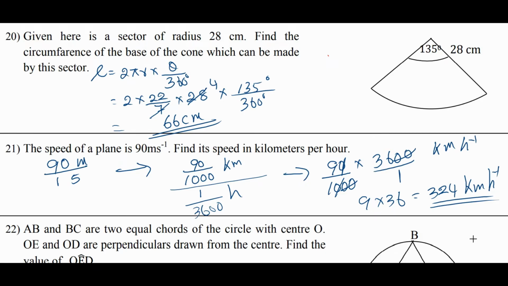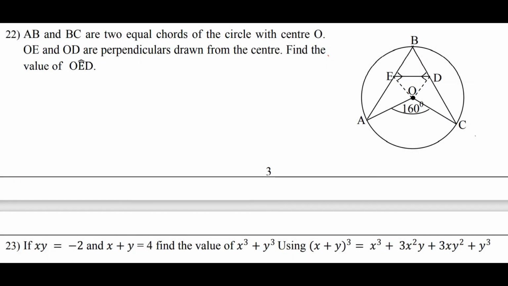Let's jump into question number 22. AB and BC are two equal chords of the circle with center O. AB and BC are equal, and I'm marking those data in the figure. OE and OD are perpendiculars, as we can see in the figure. Find the value of angle OED. Angle OED means this one, right? It is given that AOC is equal to 160.